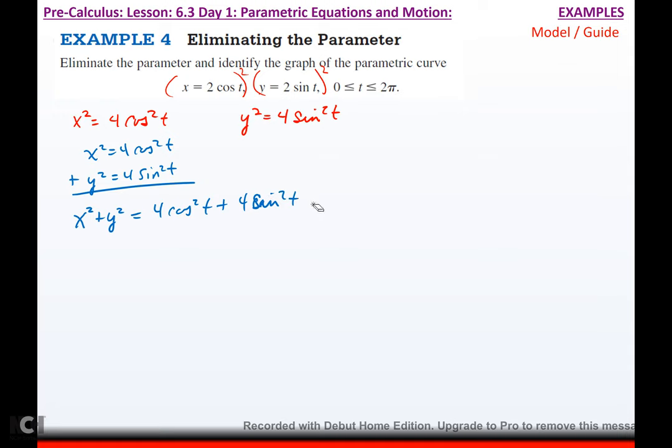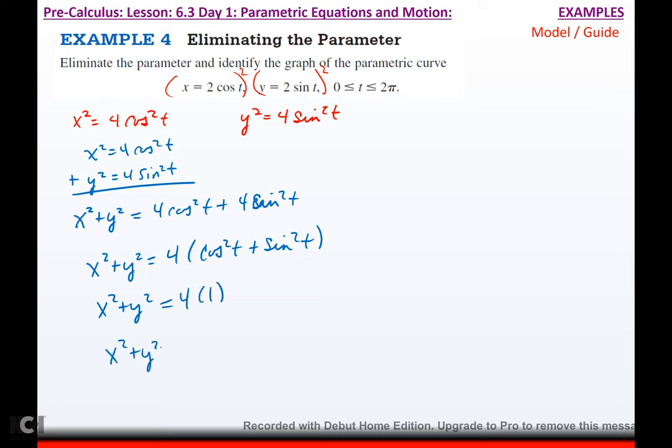And then I can GCF a 4 out, so I'd have x squared plus y squared equals 4 times cosine squared t plus sine squared t. Anytime you have cosine squared plus sine squared, it's 1. So I have x squared plus y squared equals 4. I have eliminated the parameter. There's no more t involved. I took this equation and I got it into just x and y without any t's in it.